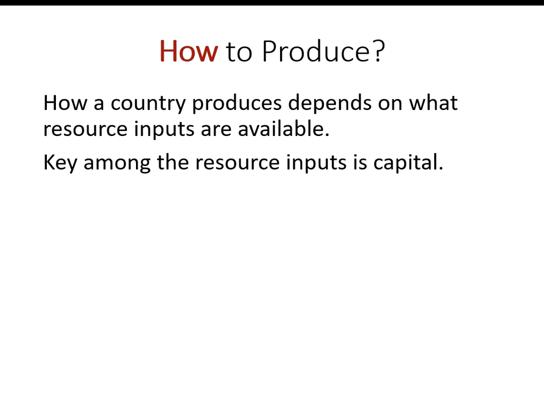So we usually have four factors: labor, land, capital, and entrepreneurship. And if you forget what they are, please refresh your memory by visiting the videos from the previous chapter. Here we use those concepts to help us understand how America produces. How a country produces depends on what resource inputs are available. Key among the resource inputs is capital.